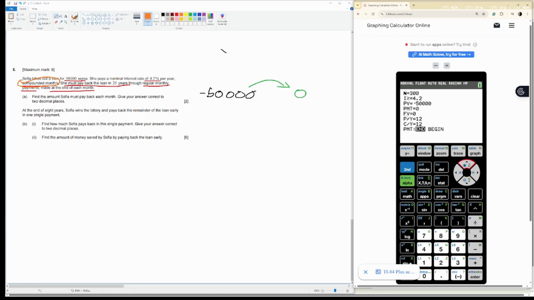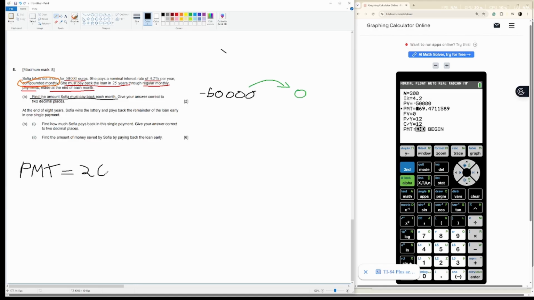And then you go to the slot that you want to solve. In this case, we want to know the monthly payments. Find the amount Sophia has to pay back each month. Then we go to PMT, you press alpha, the only green button you have, and then enter. And it gives you the answer right away. It said to round to 2 decimal places, and that's already done.